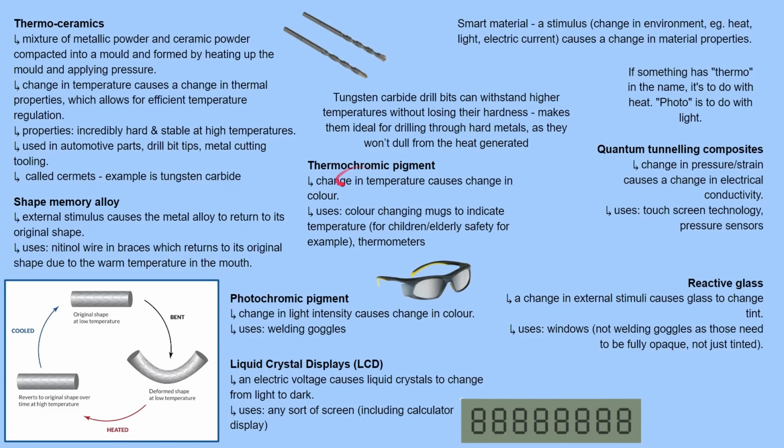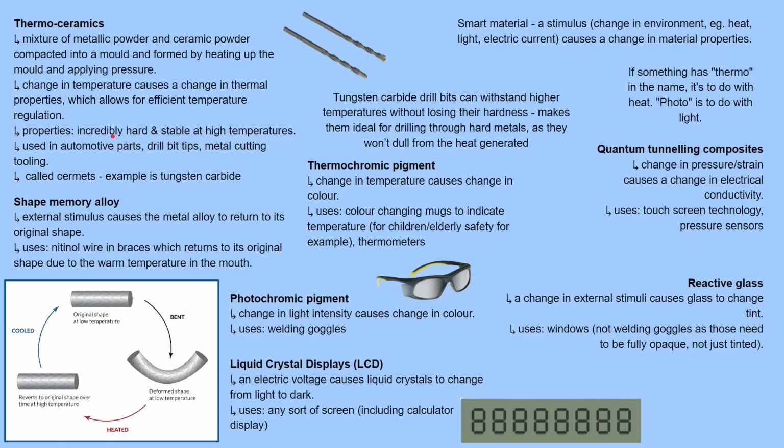We have two more material categories left. This is smart materials. A smart material is when a stimulus, which is a change in environment, so for example a change in heat, light, or electric current, causes a change in material properties. So thermoceramics are a mixture of metallic powder and ceramic powder that's compacted into a mold and formed by heating up the mold and applying pressure. So here, a change in temperature causes a change in thermal properties, which allows for efficient temperature regulation.